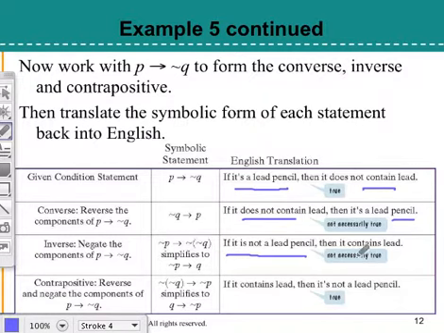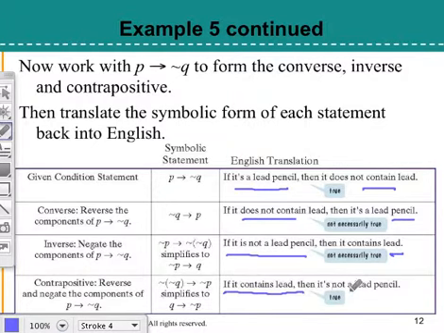If it is not a lead pencil, then it contains lead. My fishing tackle box has something that's not a lead pencil, and it does have lead. So if it is not a lead pencil, then it contains lead. Well, that item did, but my fishing box also contains lures, and they are not a lead pencil, and they don't contain lead.